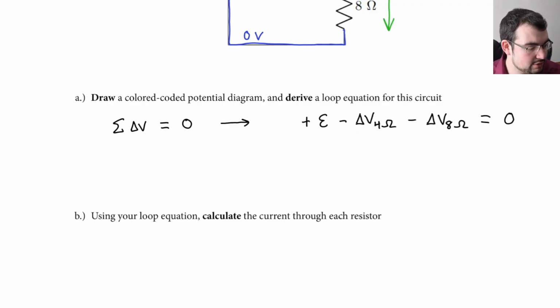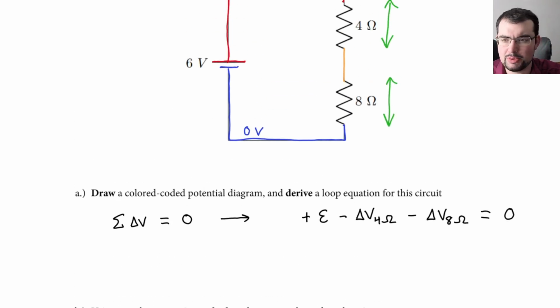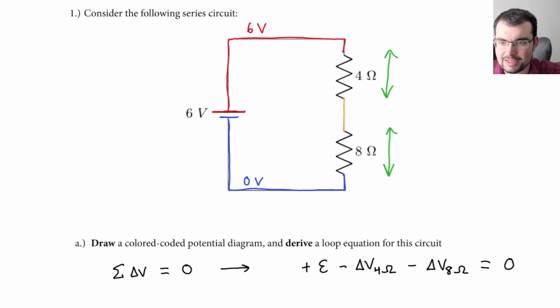Now, this isn't entirely a loop equation because we have not written this out in terms of currents, which is usually what we want. This is valid, but we usually want to substitute. Notice that this is a series circuit, and in series, the current through the circuit is the same. So everybody is going to receive the same current I.